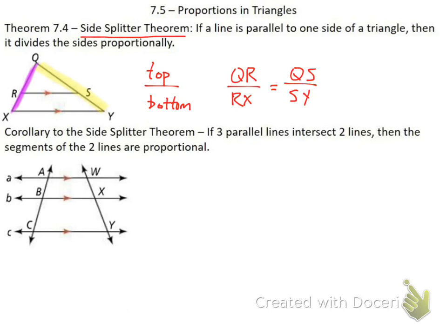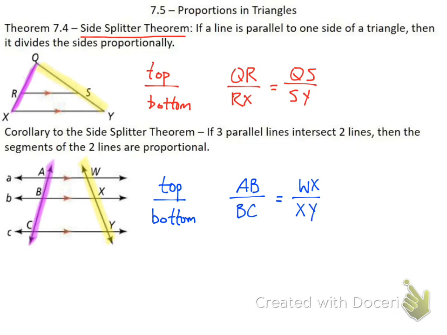The same thing goes when I have three parallel lines cutting two different lines. They're going to cut them proportionally, and so again, I can write it the same way. I can do top over bottom, where I can go AB over BC is equal to WX over XY. You can also do left and right pieces as long as you're talking the same way. I think the easiest way to do this, though, is top and bottom, or left and right.